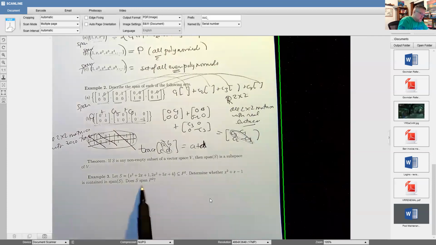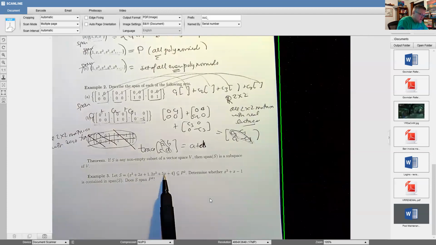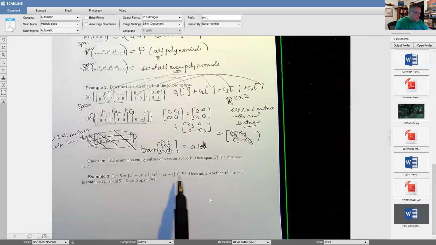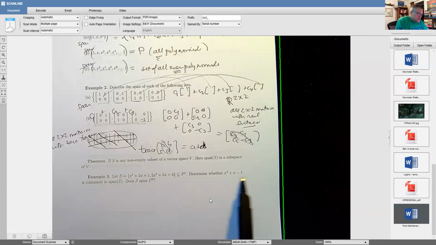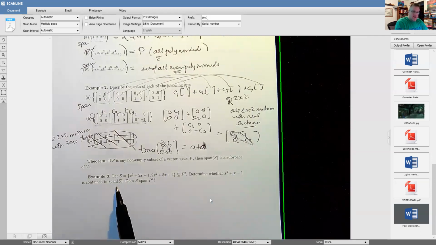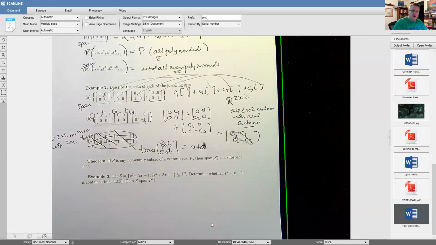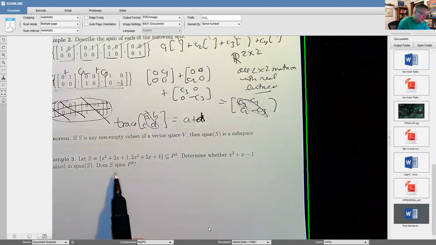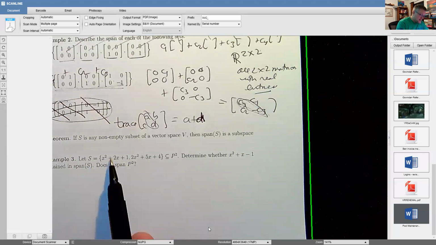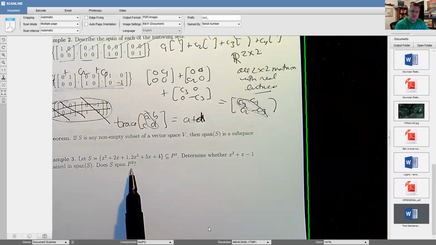Okay, so let's look at this. We have a set of two vectors in P2. So polynomials in P2 would be quadratic polynomials. And we want to know two things. Does this function belong to the span of S? Right? So can you write it as a linear combination of those two elements of P2? And furthermore, does that set actually span all of P2?